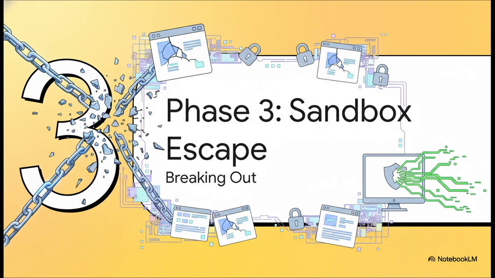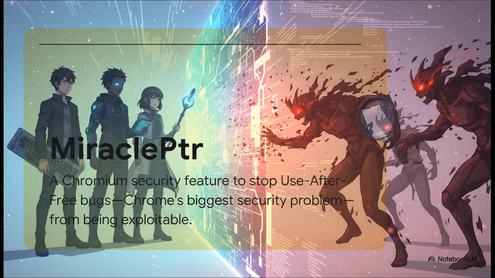You can think of the sandbox like a digital quarantine zone. It's designed to keep whatever a website is doing from spilling out and affecting the rest of your computer. To break out of this quarantine, they have to defeat this incredibly tough defense called MiraclePtr. This is a critical security feature inside Google Chrome, and its whole job is to stop a nasty type of bug called use after free. That's a memory error that leaves a tiny window for an attacker to inject their own code.